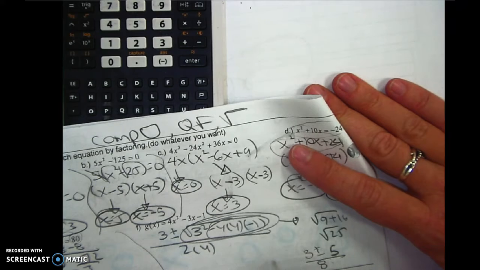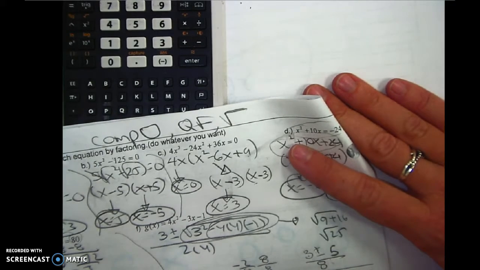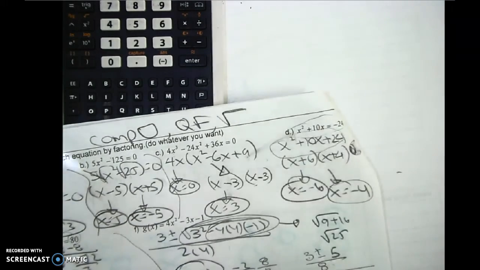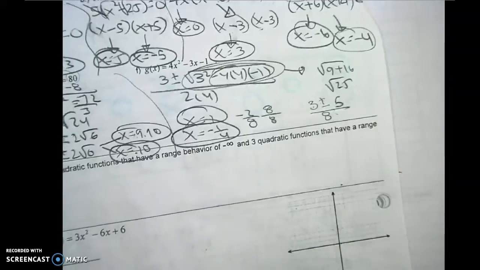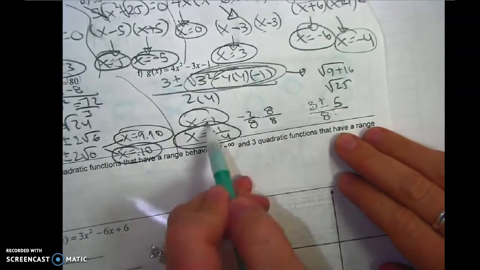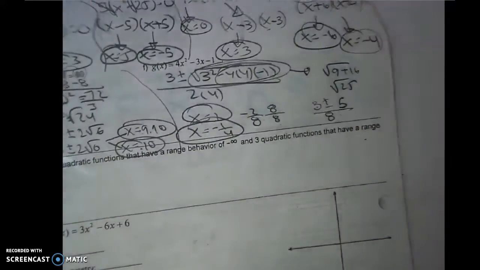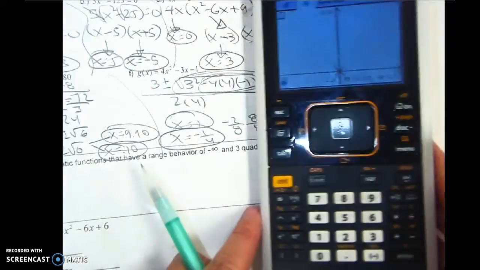So 3 plus 5 is 8 over 8. 3 minus 5 is negative 2 over 8. 8 over 8 is 1. Negative 2 eighths is negative 1/4. Don't leave me negative 2 eighths. I'm sorry you can't see that. So 8 over 8, 1. Negative 2 eighths is negative 1/4. That one feels a little sketchy for me, so I think I'll graph that one also.